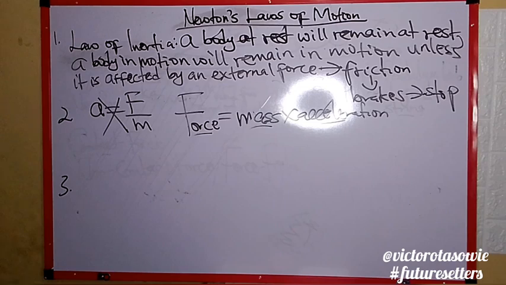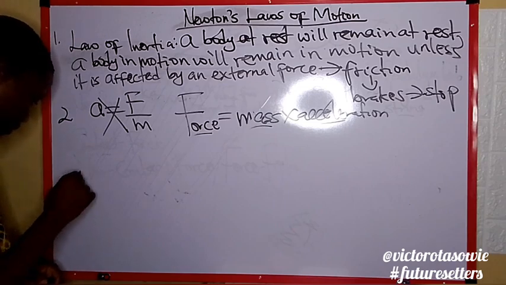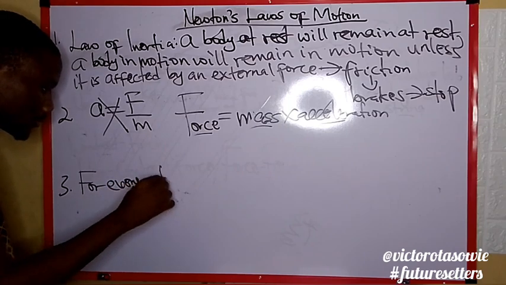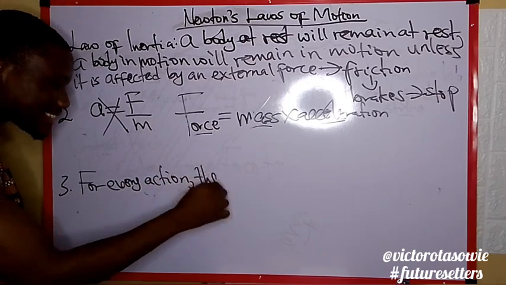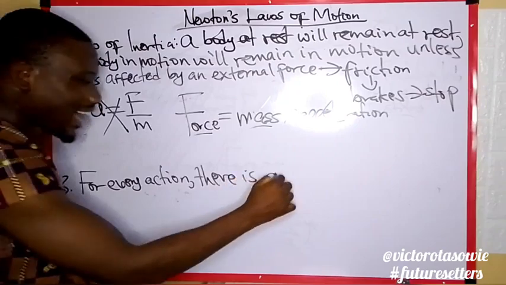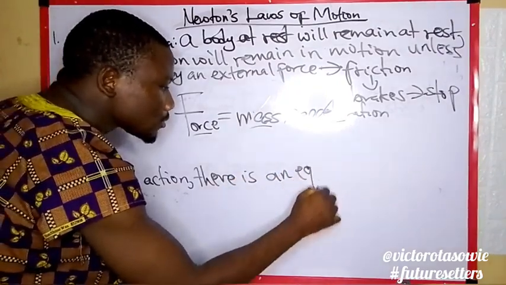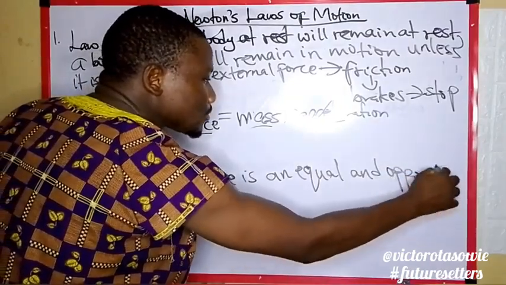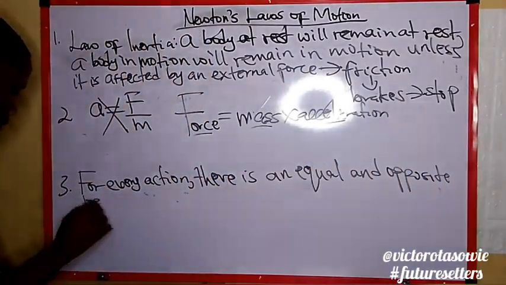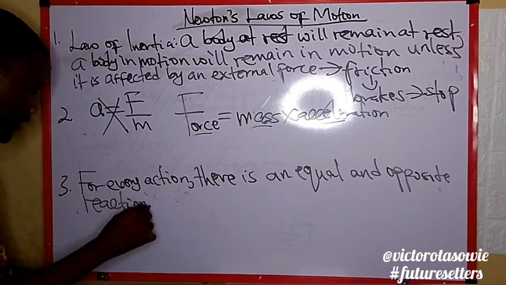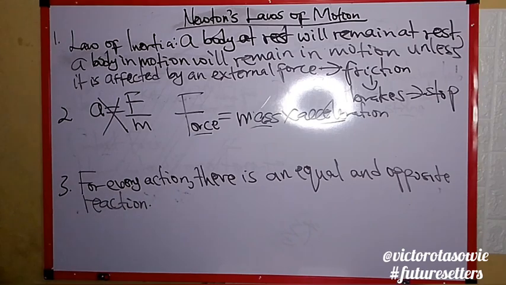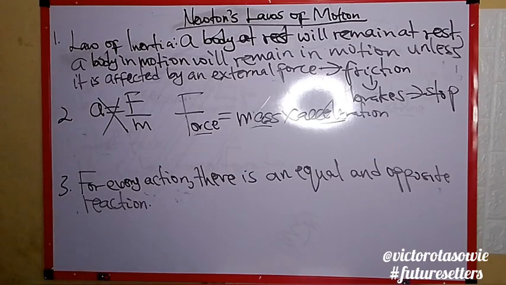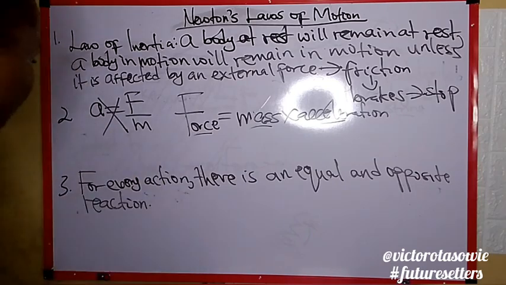Then we have the last one, which says for every action, there is an equal and opposite reaction. So the third law says for every action there is an equal and opposite reaction.